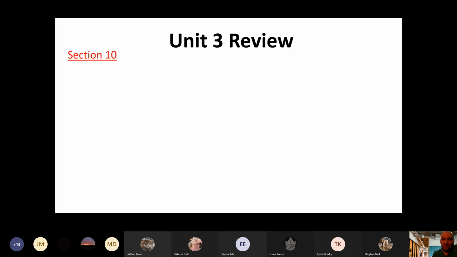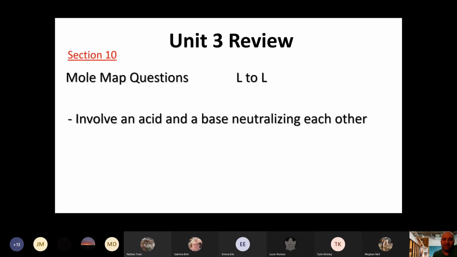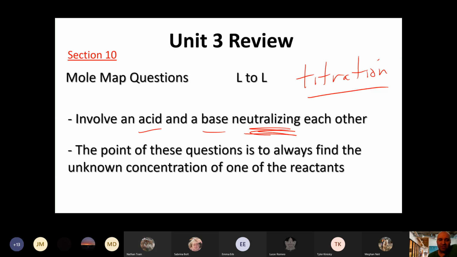And then in section 10, we realized that these were also mole map questions. These ones were liquid to liquid, which actually had a fancy name. These were titration questions. I don't think I wrote the word titration on here. Titration, and they involve an acid and a base neutralizing each other. When they neutralize, they end up changing color because there's an indicator. At that point, you can find the unknown concentration of one of them, either the acid or the base.